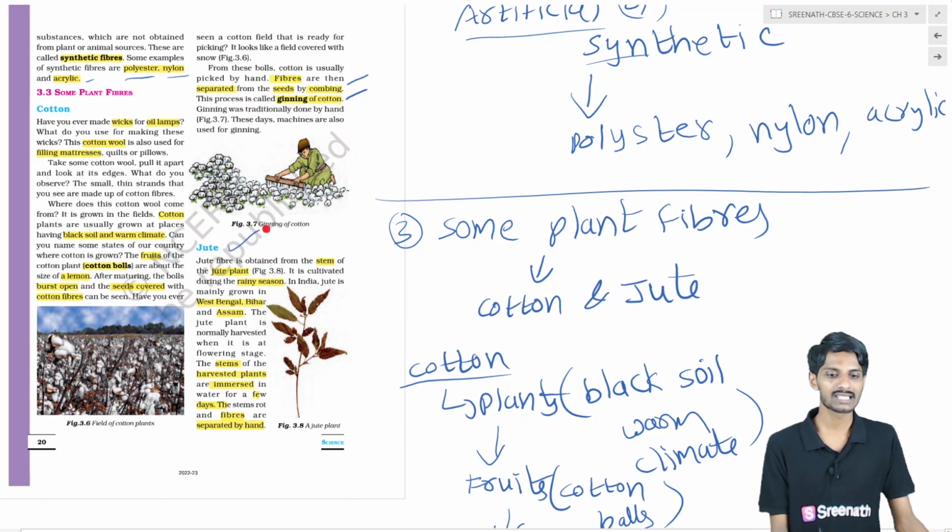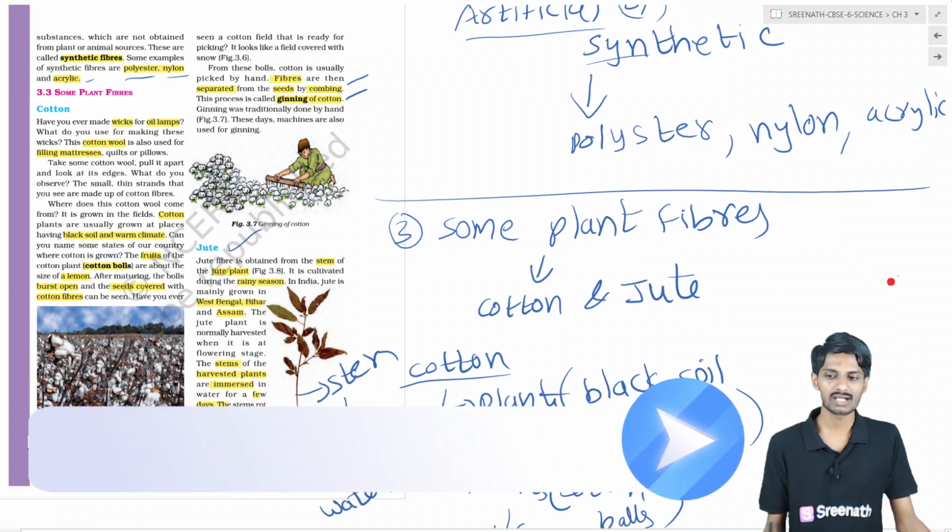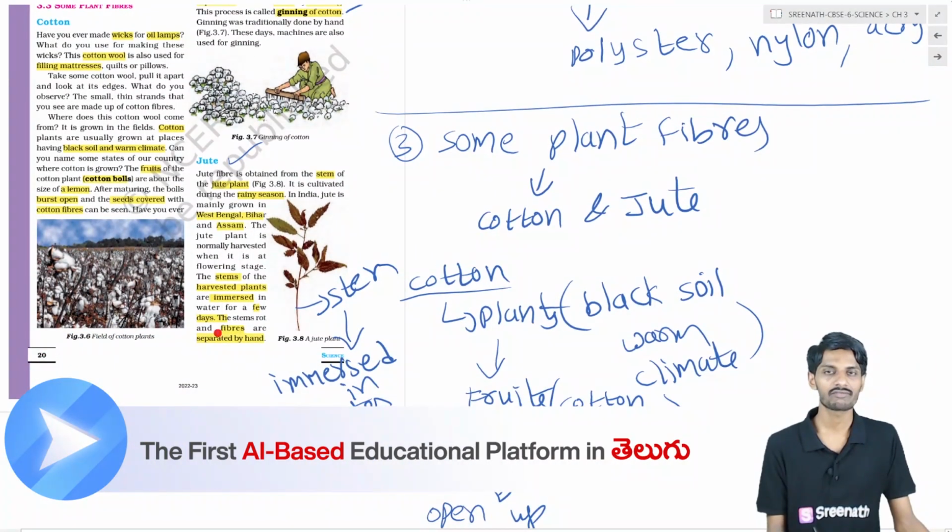Next is the jute fibers. Basically jute is also a plant, and it has a stem. After harvesting, this stem is immersed in water for a few days. We immerse it in water, students, for some time, for a few days.